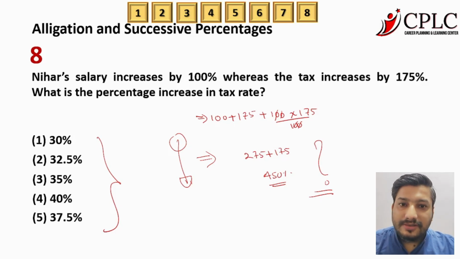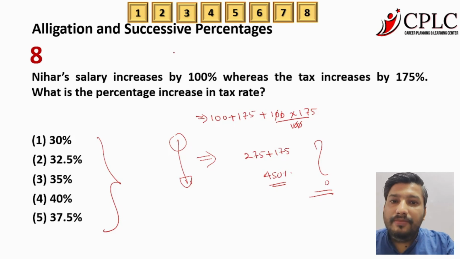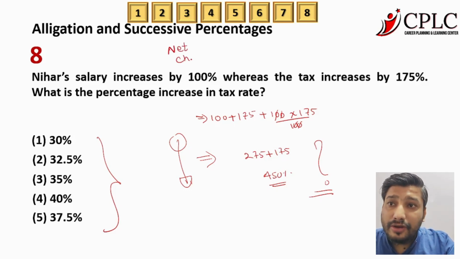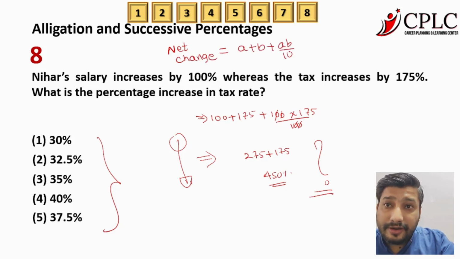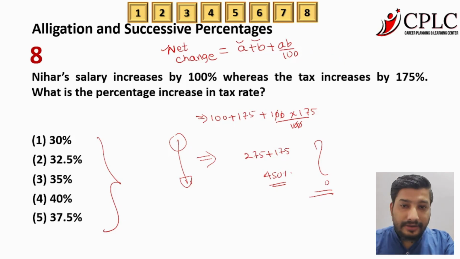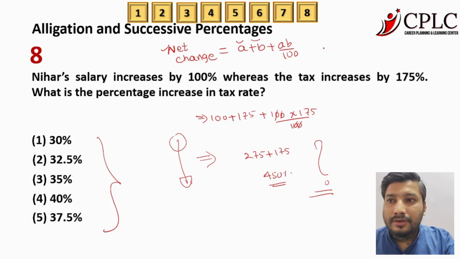So the idea here is, whenever you are applying successive percentage in word problems, you have to identify which component actually belongs to which situation. For example, if you remember the formula of successive percentage that we have done in the concept, it says net change is equal to A plus B plus AB upon 100. Now the thing is, we have to identify what is net change, what is A, what is B, and so on and so forth, which we are not doing in any of the word problems so far.